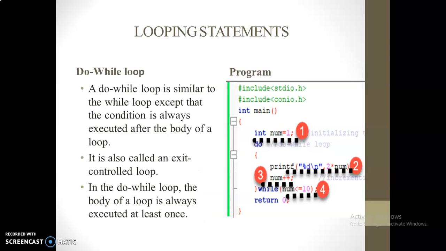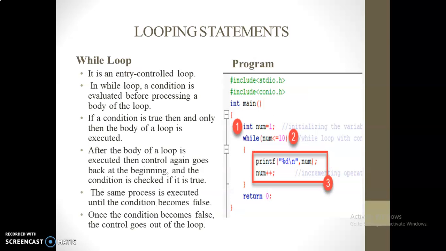Next, you are going to see about the while statement. The while statement is an entry controlled loop. In this while statement, a condition is evaluated before processing the body of the loop. If the condition is true, then the body of the loop will be executed. After the body of the loop is executed, the control again goes back to the beginning and the condition is checked to see if it is true. The same process is executed until the condition becomes false. Once the condition becomes false, the control goes out of the loop.